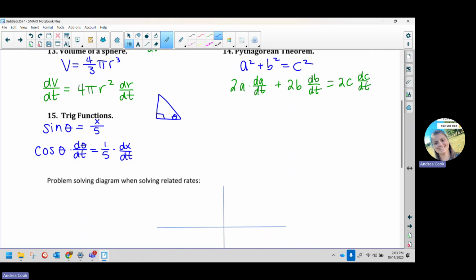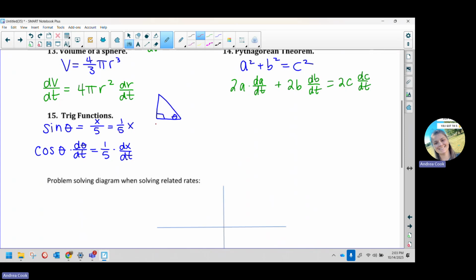And then the derivative of x over 5 is just 1/5 times dx over dt. Wait, I thought you said we don't do that to x. No, now everything's a function, including x. You're multiplying 1/5 times x. This x over 5 is the same thing as 1/5 x.